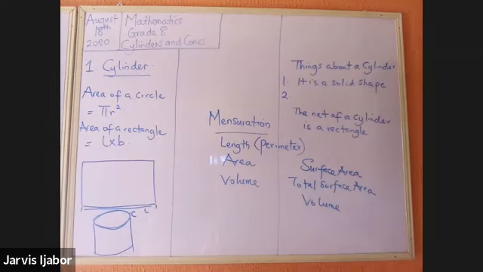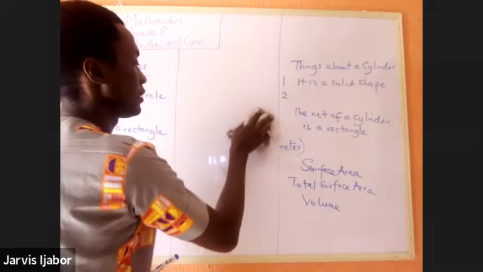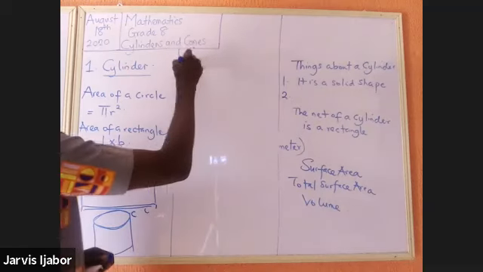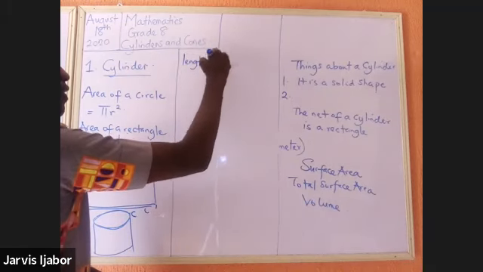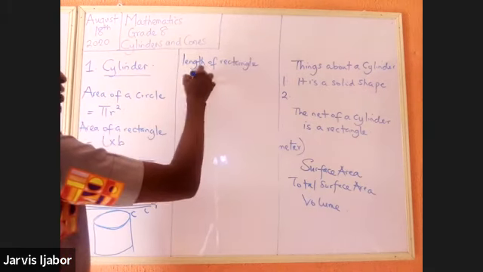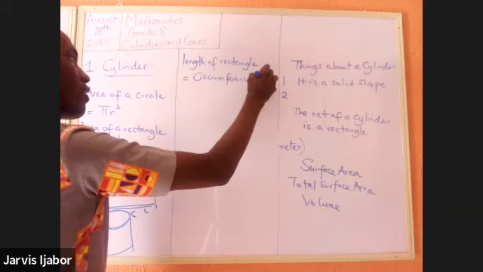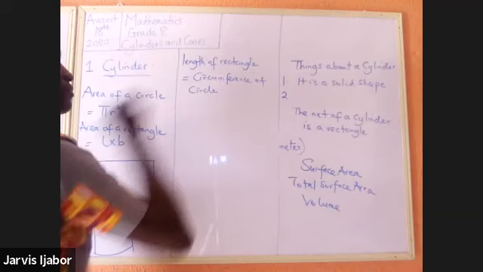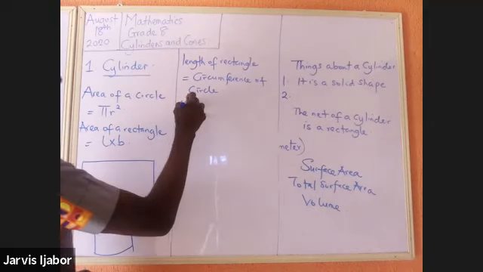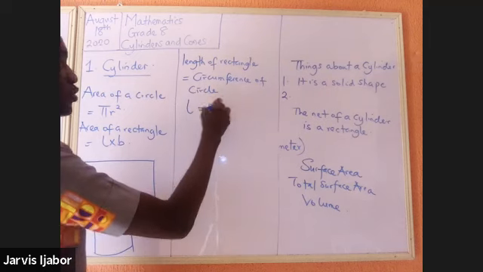So if that is true, it will mean that the length of the rectangle will be equal to the circumference of the circle. The length of the rectangle is L. The circumference of the circle is what? 2 pi r.